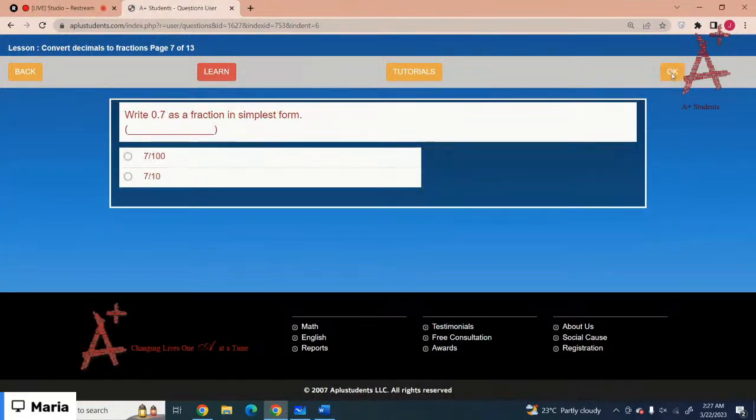Okay, the next one is write 0.7 as a fraction in simplest form. So which is the correct option?